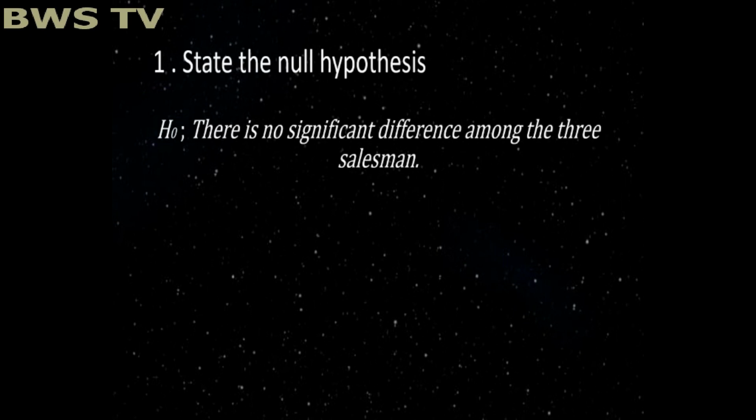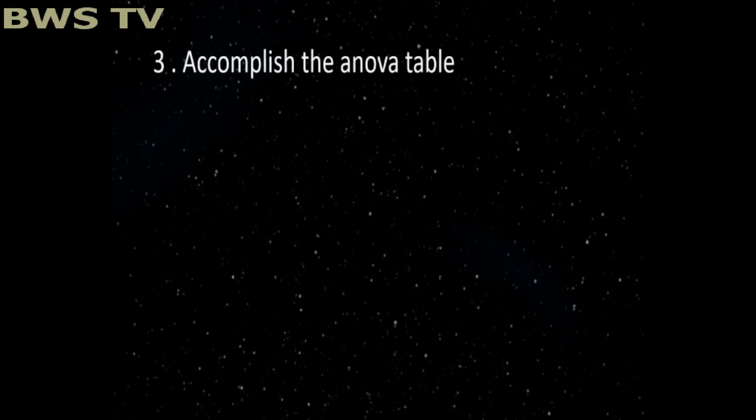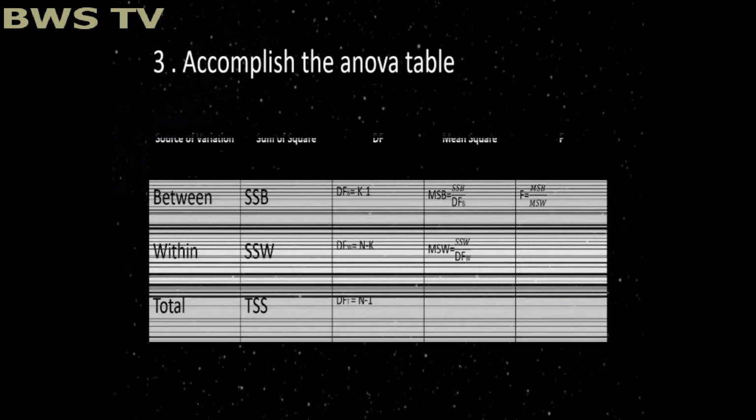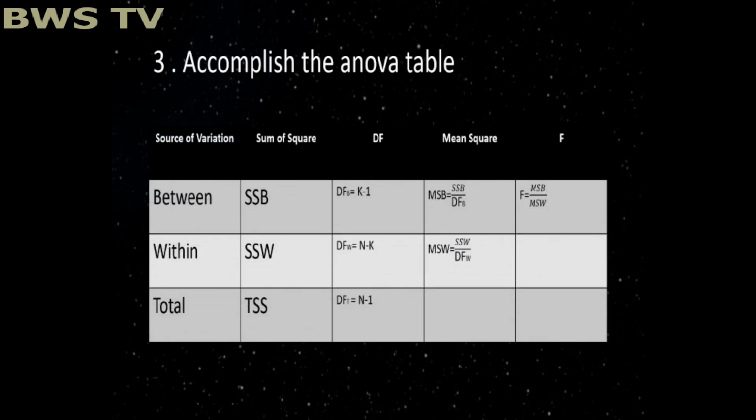After finding the summations, you then have to state the null hypothesis. Our null hypothesis is that there is no significant difference among the three salesmen. After stating the hypothesis, you then have to set the alpha, and our alpha is 5%. The third step is to accomplish the ANOVA table. And here we have the ANOVA table, with the source of variation, sum of squares, df, mean of squares, and the F.